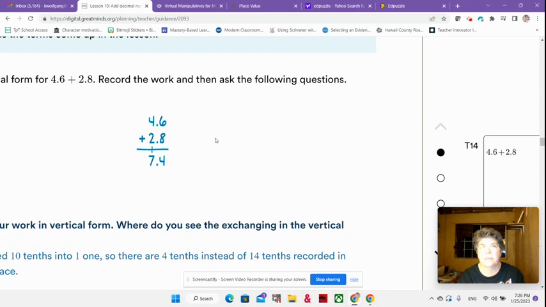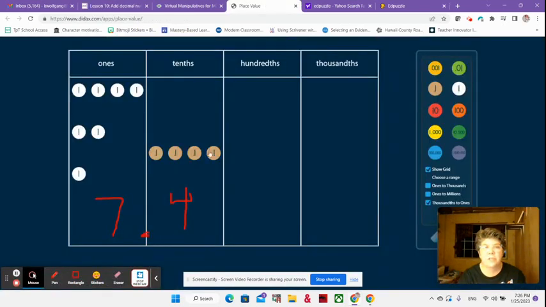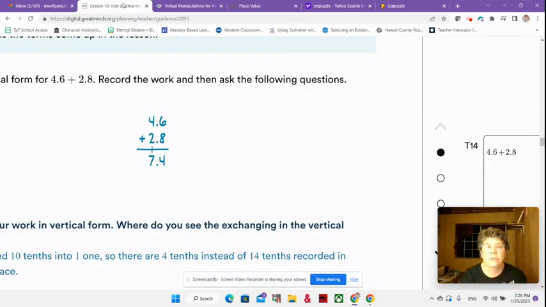So that's basically what we did with our place value chart. We took 10 tenths and exchanged them. We could have also counted 10, 11, 12, 13, 14, and exchanged 1 over to the ones place. You see, it's kind of like we're carrying it over to the ones place, just like here in our vertical form.